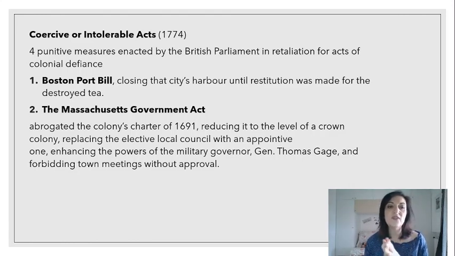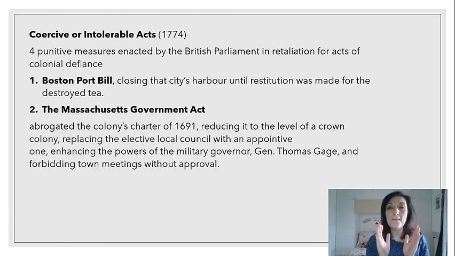That was the Massachusetts Government Act. Massachusetts was the colony in which Boston was. What did this Massachusetts Government Act do? It abrogated the charter of the colony, which dated back to 1691, and it reduced Massachusetts, so this colony, to a simple crown colony.